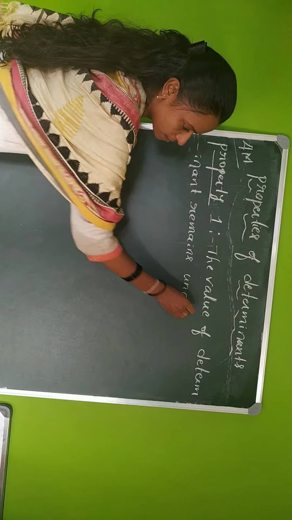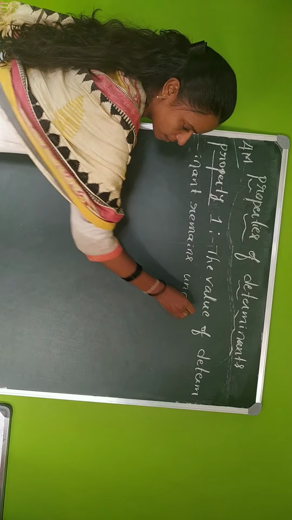So how can we write this property in notation form? There will be a 3 cross 3 matrix and you are going to find its determinant value. Keep that value as it is. Next, interchange rows as columns or columns as rows, that means a transpose matrix. Then find the determinant, and you will get the same value. So we'll check this property by taking one example.